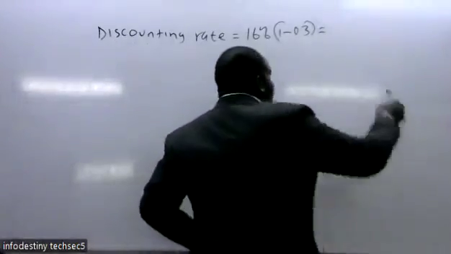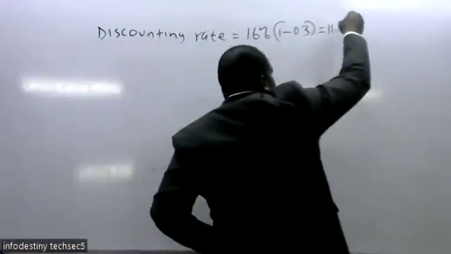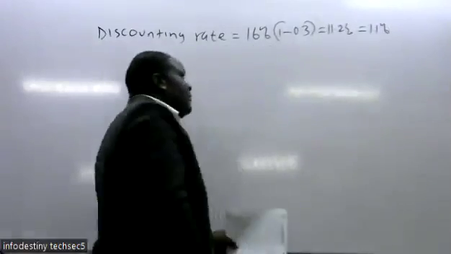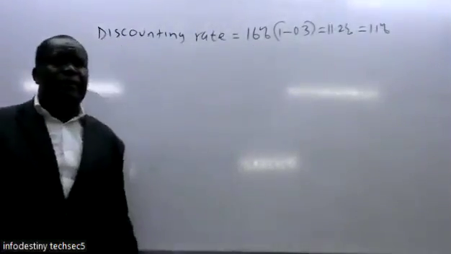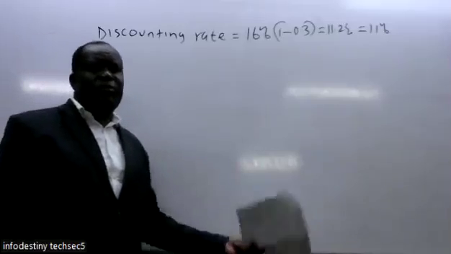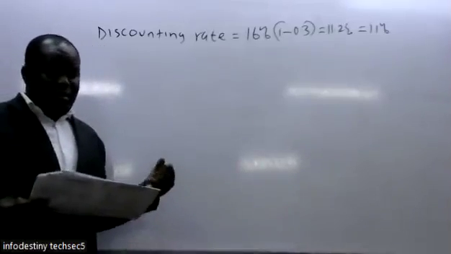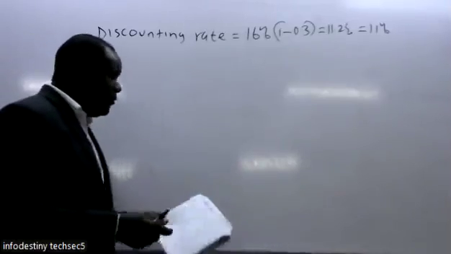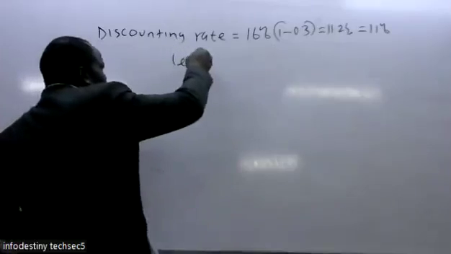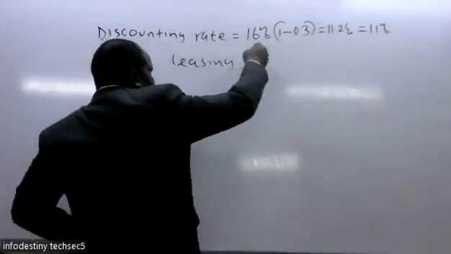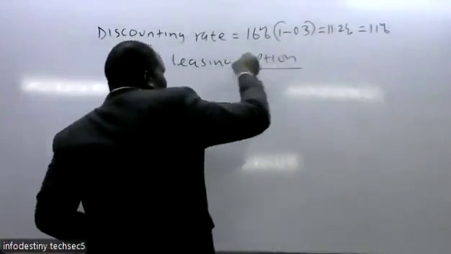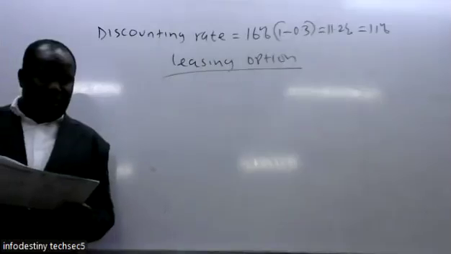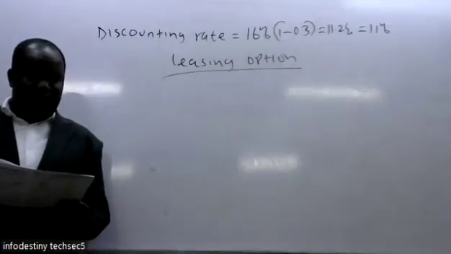11.2, we can just use roughly 11% because it's too close to 11. So we also calculate, because we are now on the leasing option. So this time, there are no revenues, there are only costs. They said to lease the computer for 5 years before the new model.